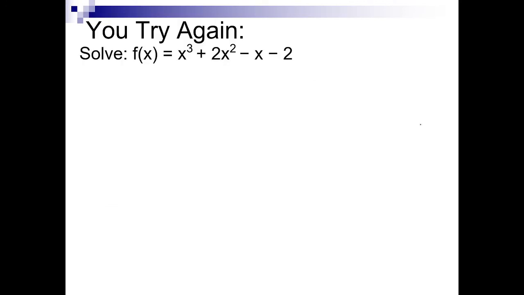Let's try this one. Do you want to start with positive 1 or negative 1? Negative 1. Okay, let's start with negative 1. So we have 1, 2, negative 1, and negative 2. Bring down 1, multiply, that's negative 1, that's 1, this is negative 1, this is negative 2, this is positive 2, that's a 0, that's correct.